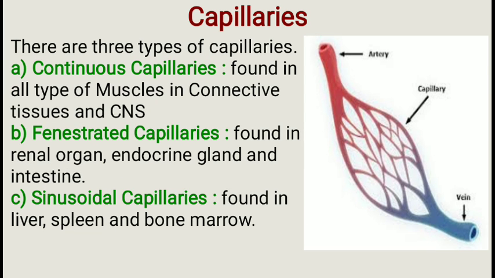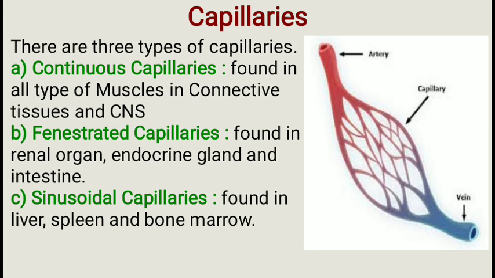What are continuous capillaries, and where do you find them? They are found in all types of muscle, in the connective tissues and in the central nervous system. Then fenestrated capillaries are found in our renal organs, endocrine glands, and intestine, both large and small.